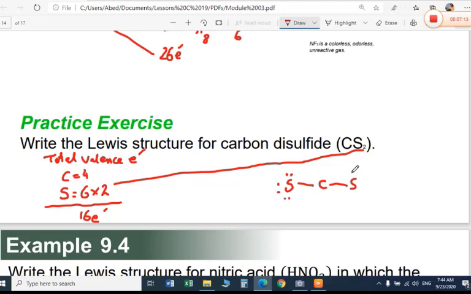Here a similar condition will be there. 6 electrons outside and 2 electrons in the bond. And for the central carbon atom, 2 electrons here, 2 electrons here, 4 are there, so 4 inside and 4 outside, total 8. All of them have 8.